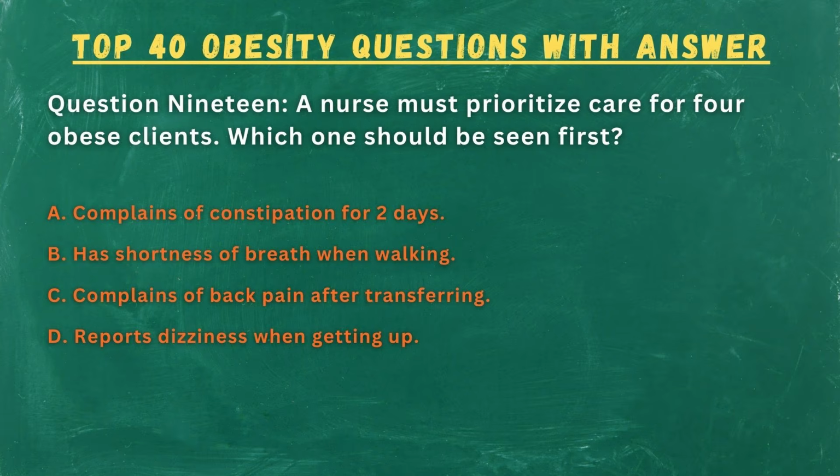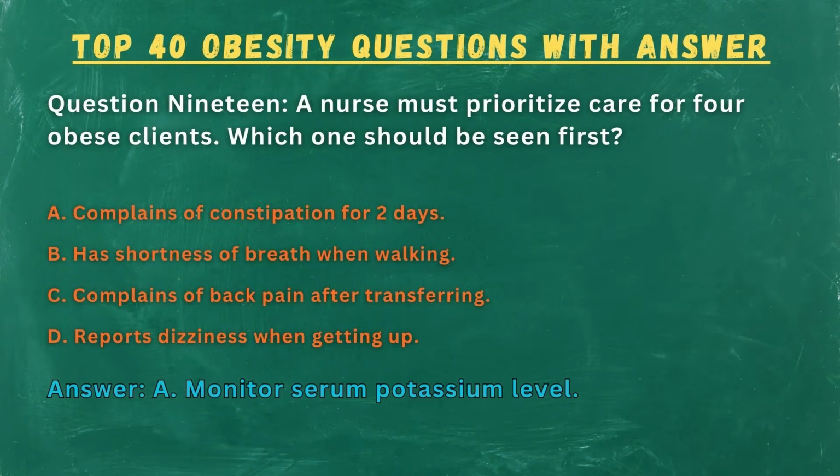Question 19. A nurse must prioritize care for 4 obese clients. Which one should be seen first? A. Complains of constipation for 2 days. B. Has shortness of breath when walking. C. Complains of back pain after transferring. D. Reports dizziness when getting up. Answer: D. Reports dizziness when getting up.